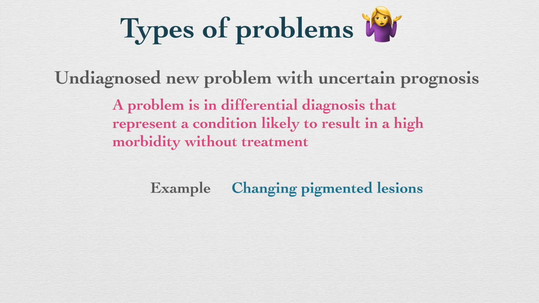Undiagnosed new problem with uncertain prognosis. Here the problem is in differential diagnosis. That means the problem is in a list of possible conditions that share the same symptoms, and that problem represents a condition likely to result in high morbidity without treatment. For example, a changing pigmented lesion. This may be the reason for cancer, skin infections, etc. So such a type of problem is an undiagnosed new problem with uncertain prognosis.